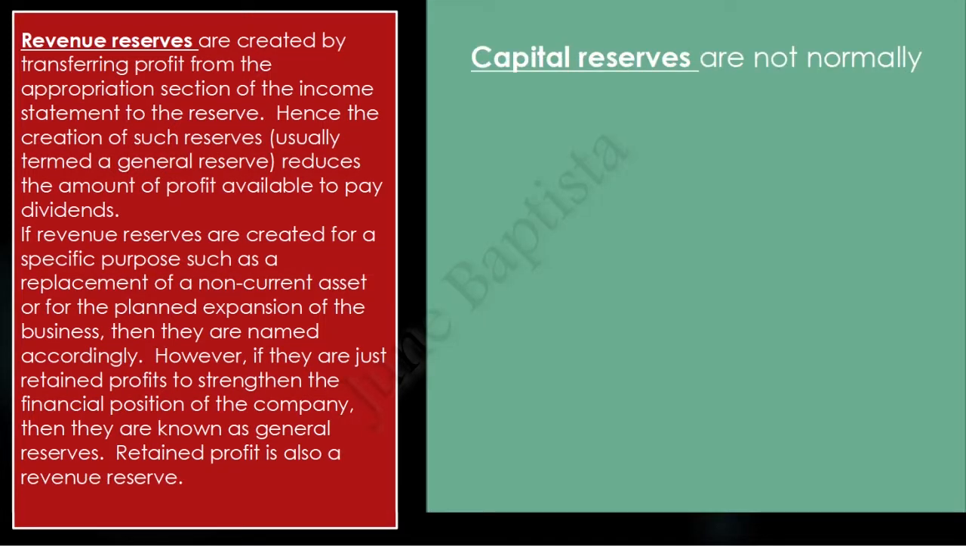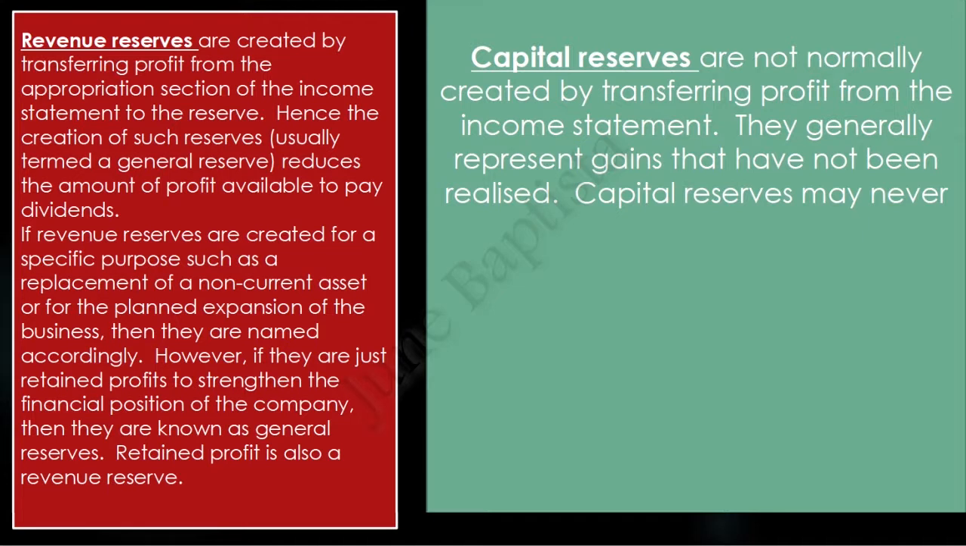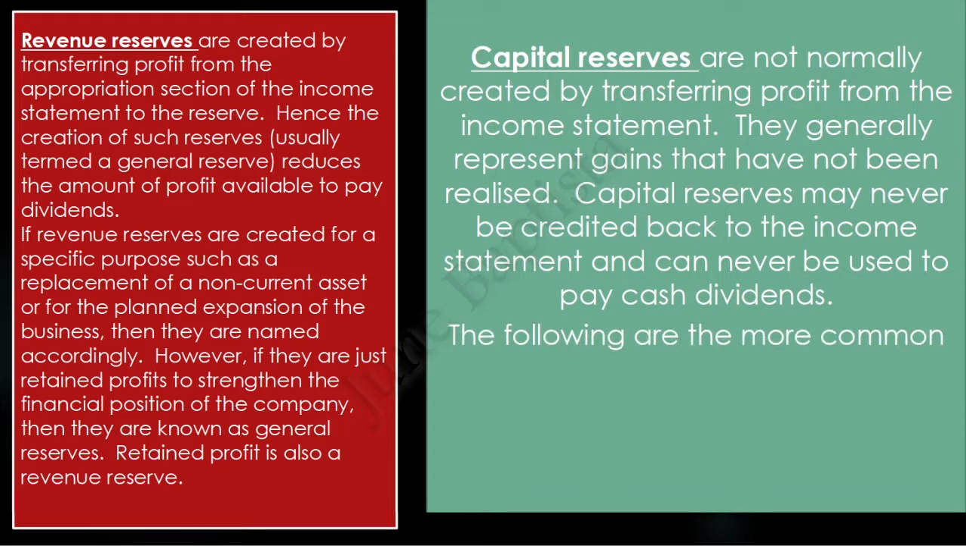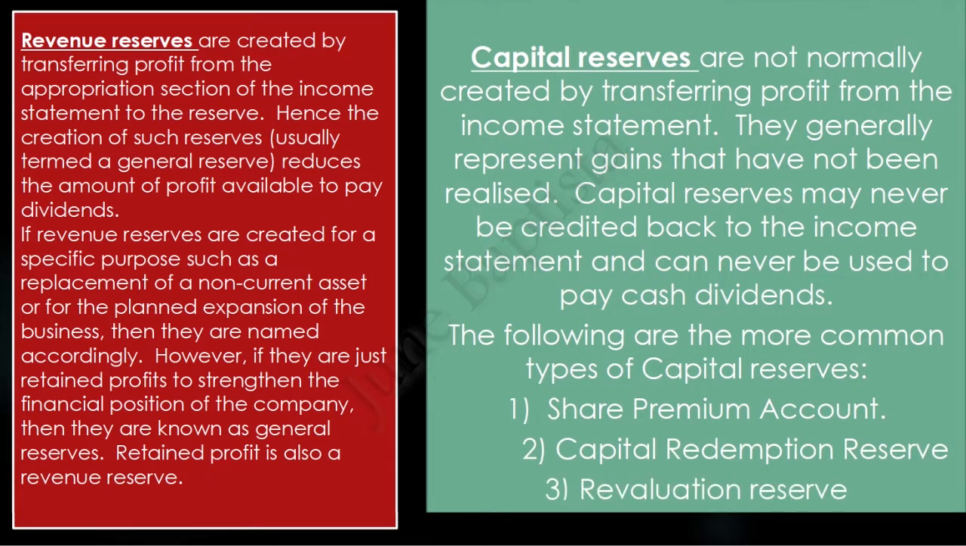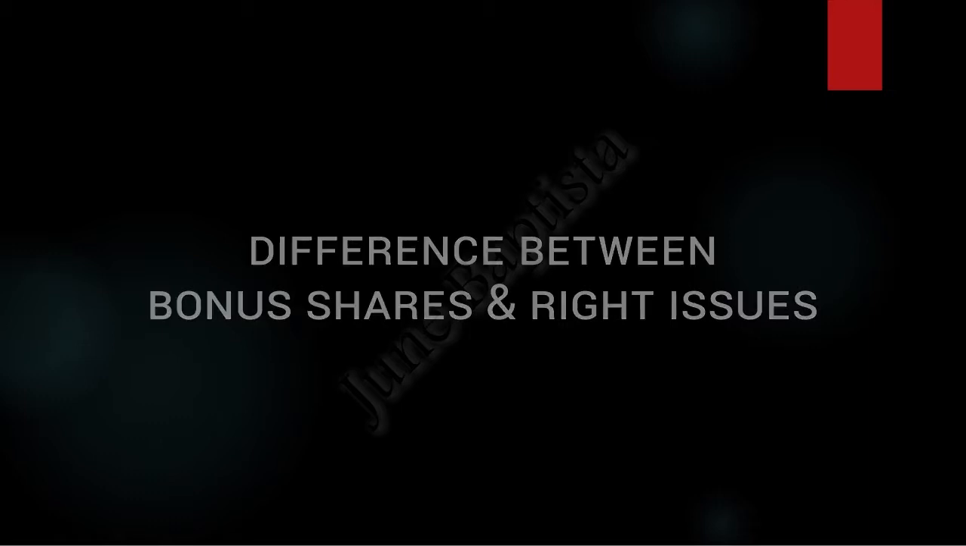Capital reserves, on the other hand, are not normally created by transferring profit from the income statement. They generally represent gains that have not been realized. Capital reserves may never be credited back to the income statement and can never be used to pay cash dividends. The following are the more common types of capital reserves: the share premium account, a capital redemption reserve, and a revaluation reserve. In this slide, we will examine the difference between bonus shares and rights issue.